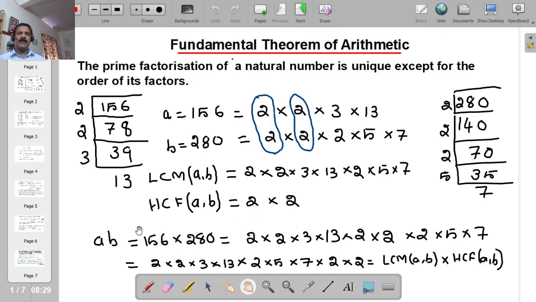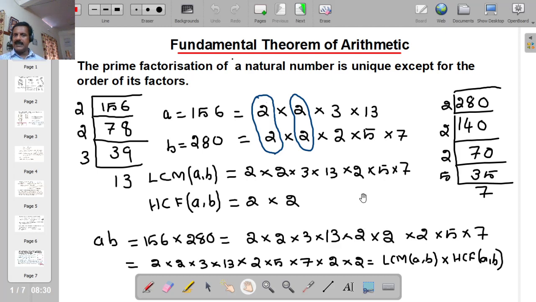Now consider the multiplication of A and B. A times B is equal to multiplying all the prime factors of both A and B. See, this is the product of all prime factors of A and B. So we can see that in the product the common prime factors are getting multiplied 2 times. 2 times 2 is occurring 2 times in the product of A and B.